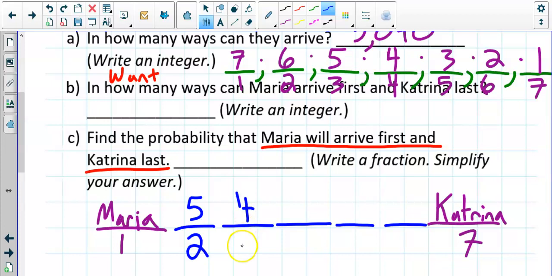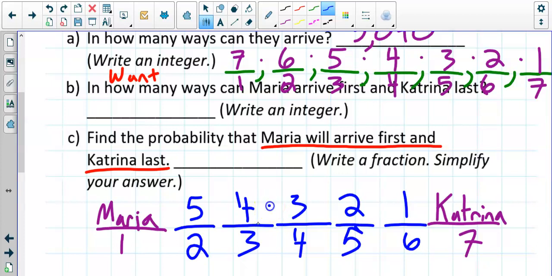And then there's 4 for the third guest. And then there's 3 for the fourth guest. And 2 and then 1 for the 5th and the 6th guests. So all we need to do here is multiply those numbers. Or in other words, run a 5 factorial. And that will give us part B. And then we put it together for part A.